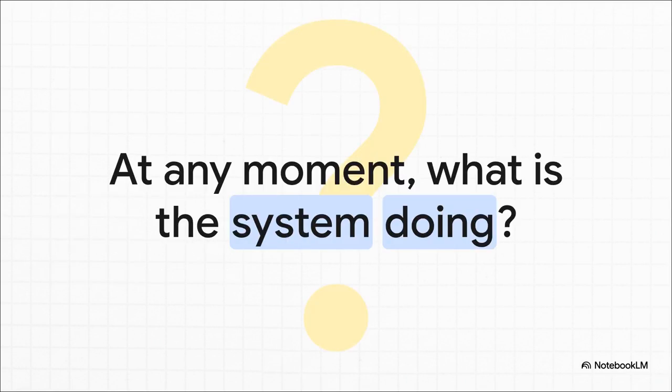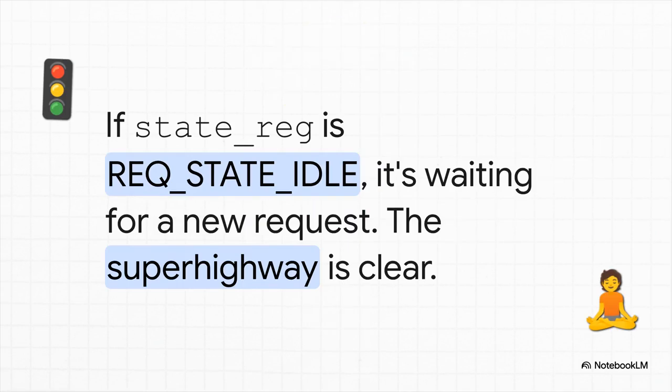Now, with all these packets zipping around, all these requests and confirmations, you might be wondering, how does the system even keep track of what it's supposed to be doing at any given moment? Well, it knows the answer thanks to something really cool called a state machine. See, the system has this special little notepad, a register called state_reg, that keeps track of its current status.